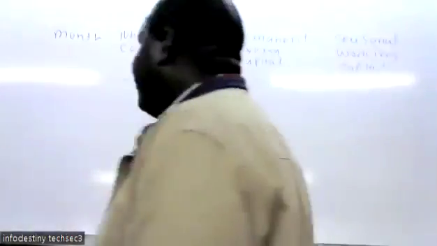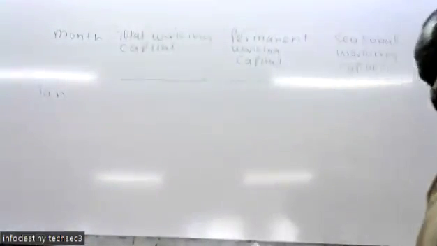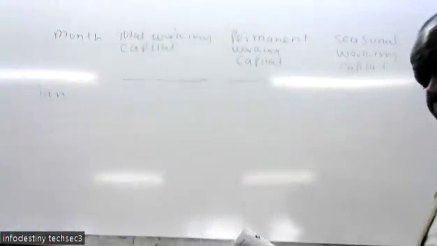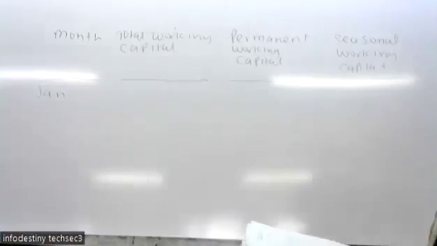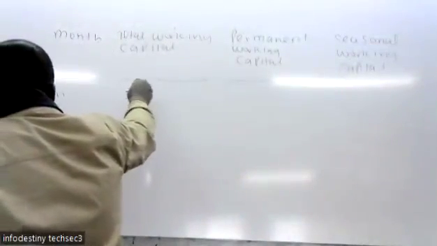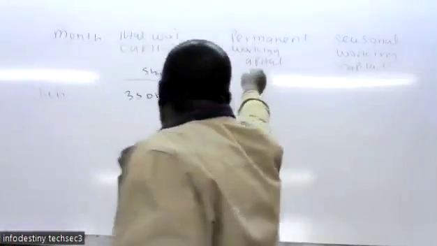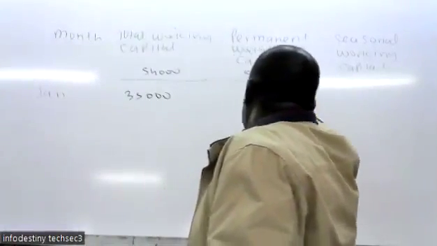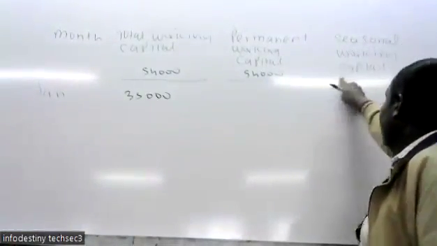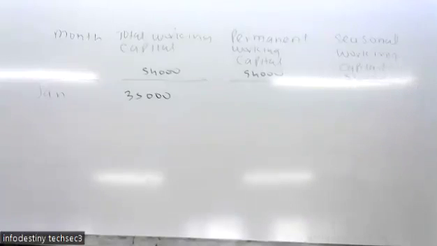So we start off with the month of January. How much are you given as the working capital required for the month of January? We have 35, with 3 zeros at the top.